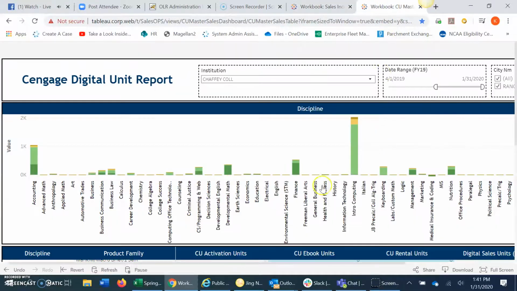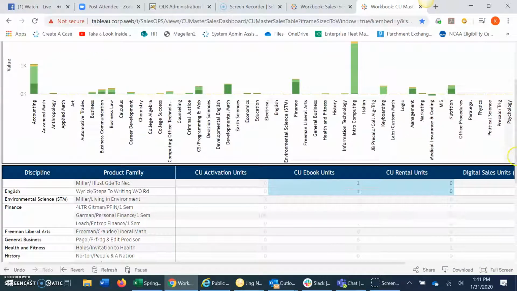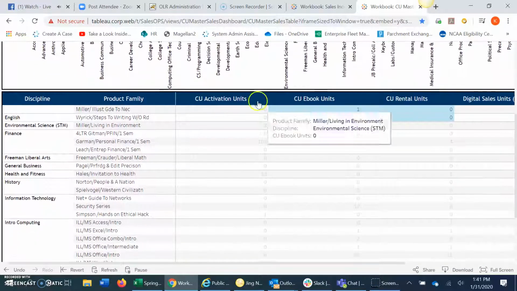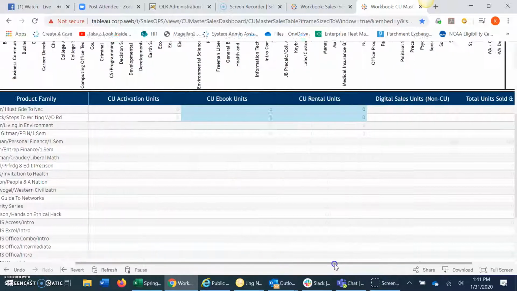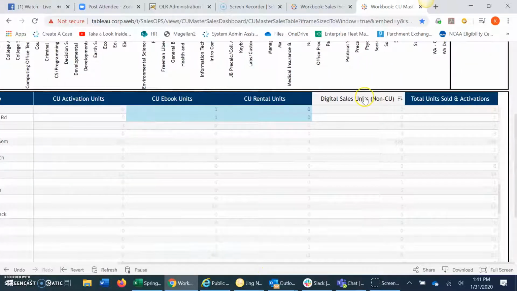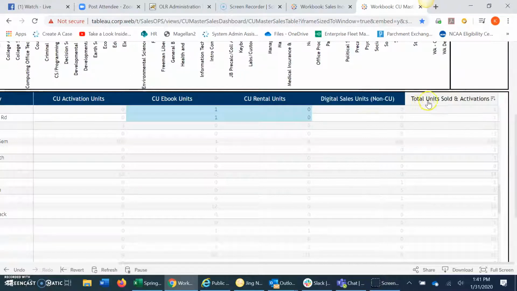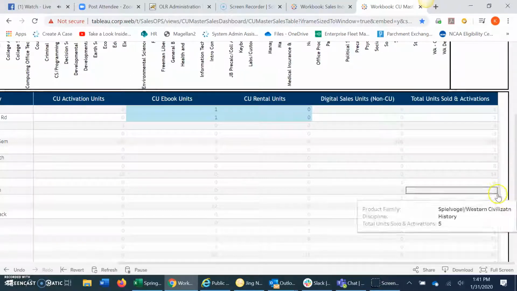Then if I go to this dashboard, is this the same thing? So it's like CU activation units, which would be the normal like IAC activations or through CU, plus digital sale units not CU. Okay, is that the same thing? Total units sold and activations.